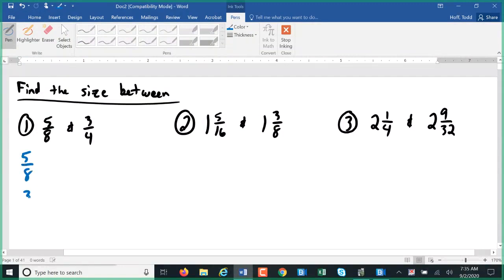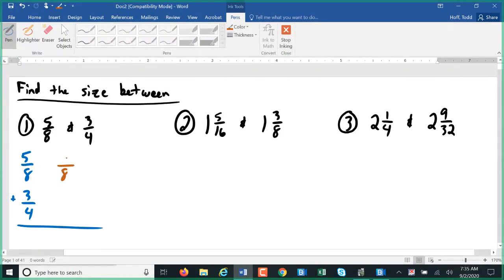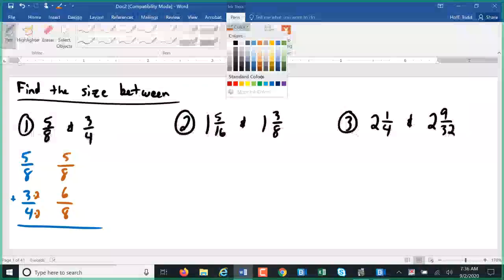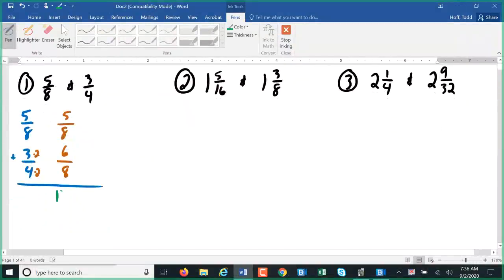So here we have 5/8 and 3/4. To add those, we need a common denominator, which is just going to be the 8ths. So 5/8 doesn't change. 3/4, well, it's 4 times 2 to make 8, so 3 times 2 is 6. That's 6/8. We add the 5 and 6 to make 11/8.